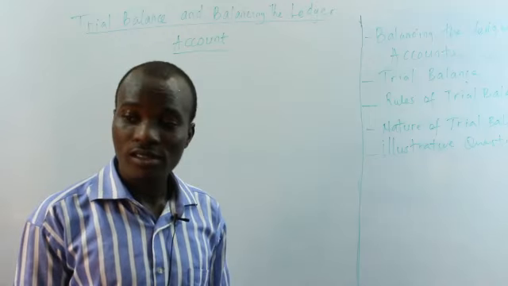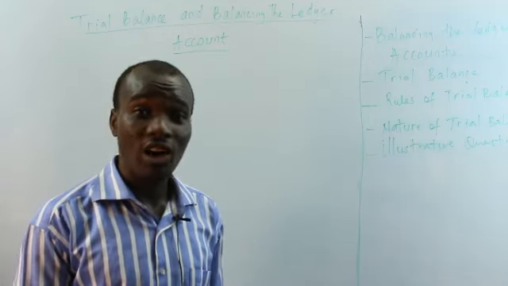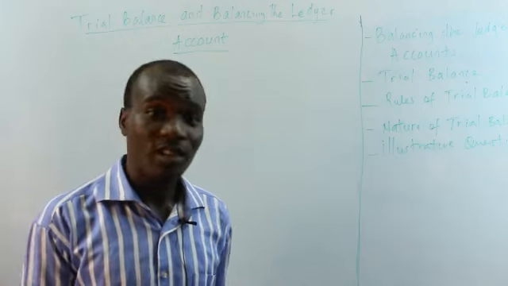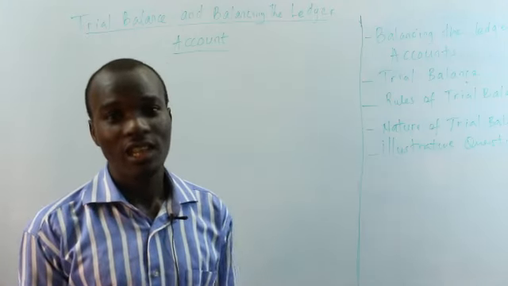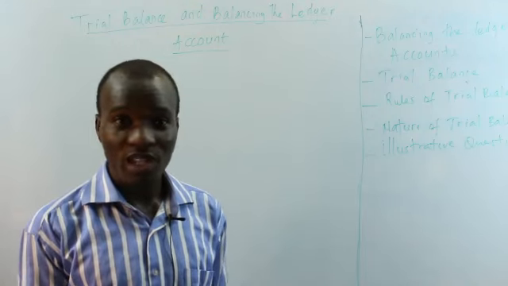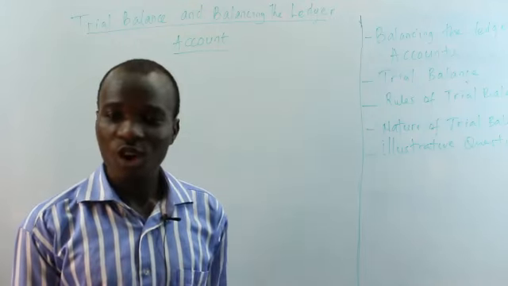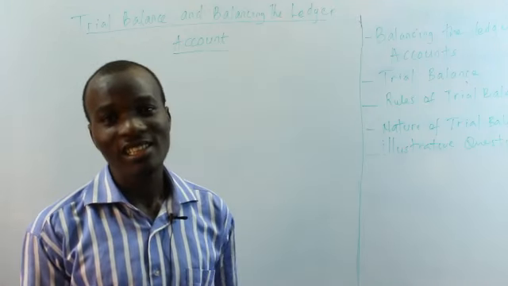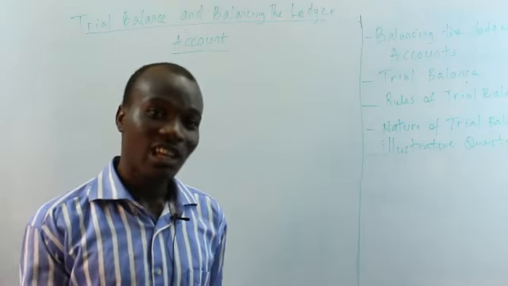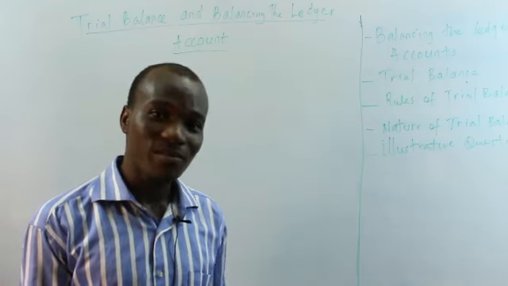The first rule is for us to add all of the items on the debit side of the ledger, and also add all of the items on the credit side of the ledger. Then you have to compare both totals. If the total of the debit side is greater than the total of the credit side, we have a debit balance.